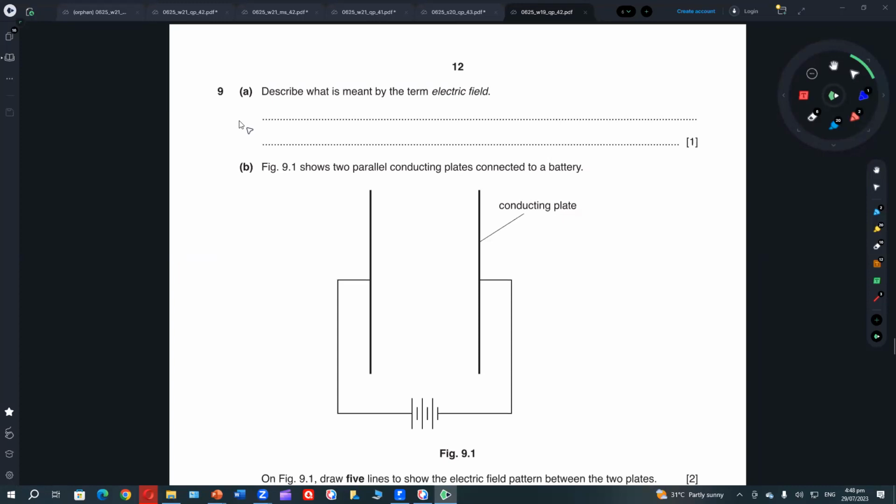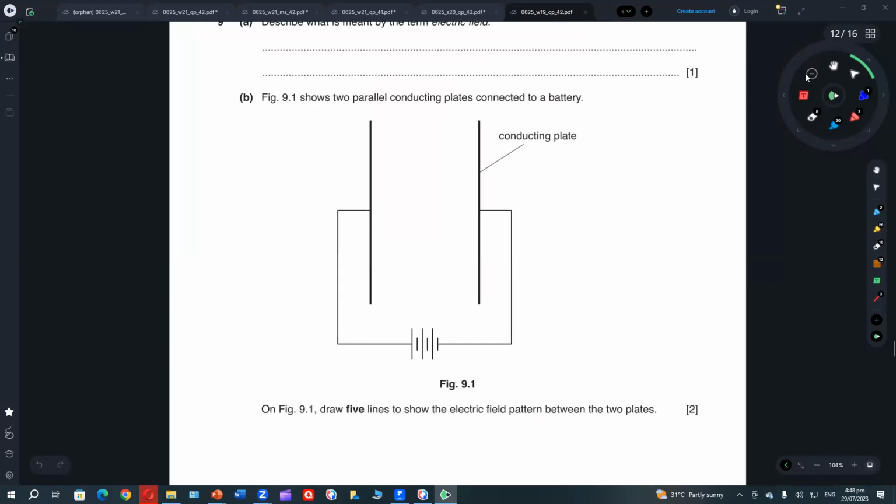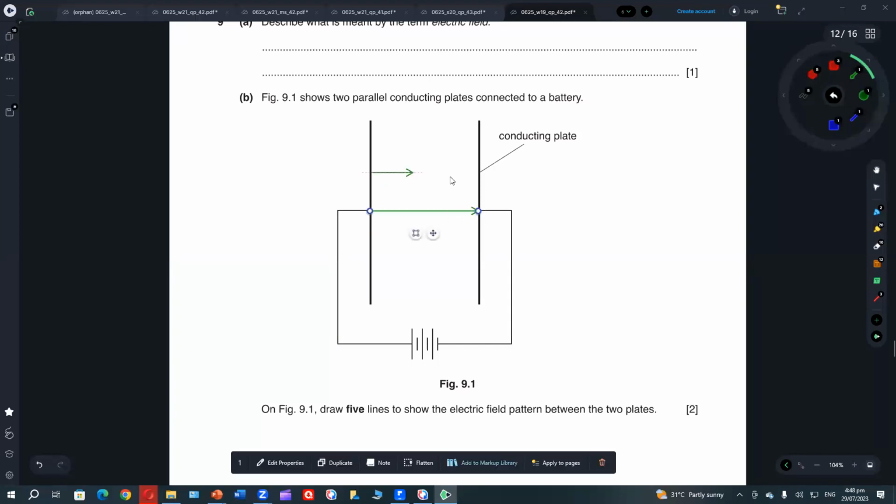The figure shows two parallel conducting plates connected to a battery. Draw 5 lines to show the electric field pattern between the plates. Remember, the field pattern is drawn by remembering the idea that the field lines are parallel. They have to be parallel to each other. He says draw 5 lines, so I'm drawing 5 lines. But remember, they should be parallel to each other and equidistant. So take a ruler and draw lines like that.